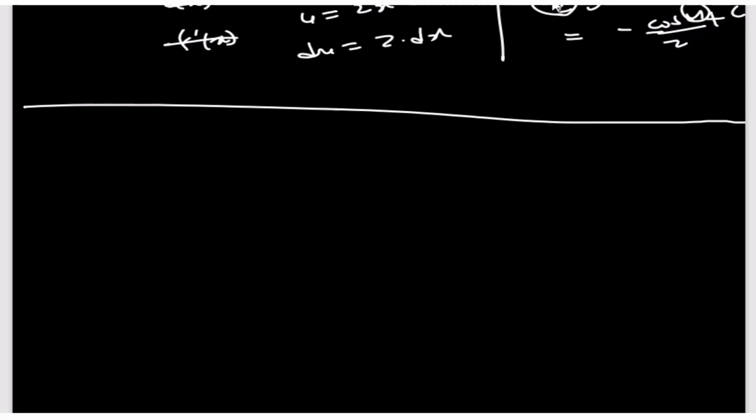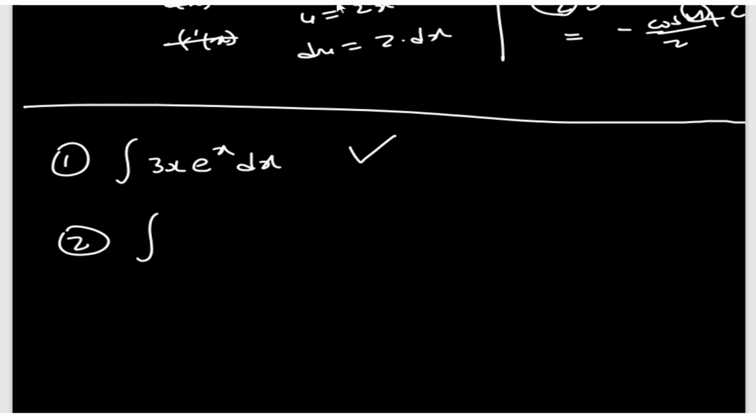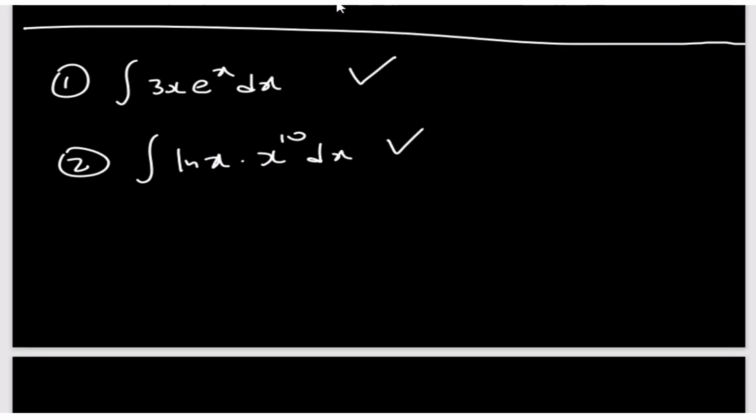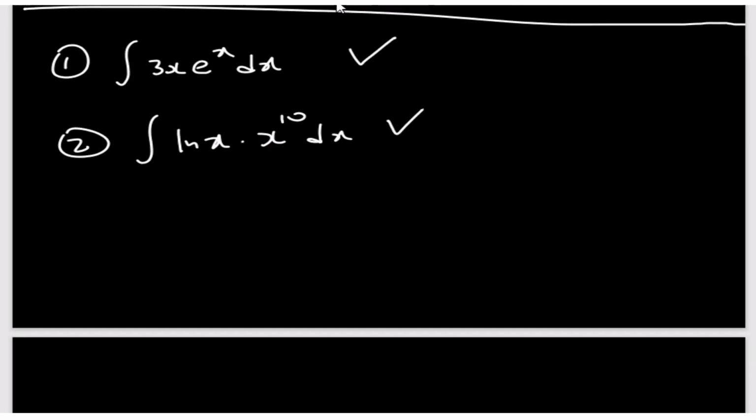Okay, I want to just clarify something. So if I get a question like this, let's say 3x times ex, this one, it's easy. If I get ln x times x exponent 10, it's also easy. Remember that order: it's ln x, it's x exponent n, it's ex, it's trig.